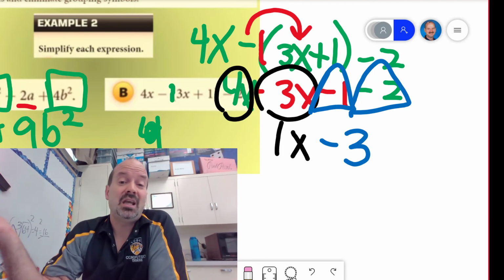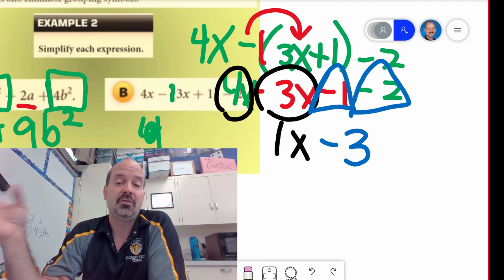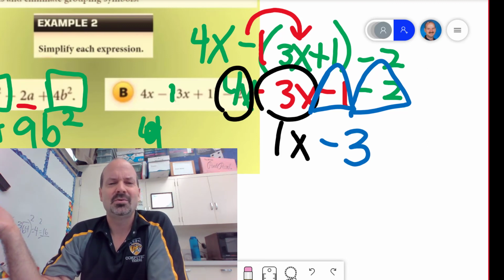Notice I used different shapes for different like terms. I used a circle for the ones that just had a variable x. And for the constants, -1, -2, I used triangles. That helps me, and I used different colors just because I could. But that's how you combine like terms or simplify an expression. So, all right.